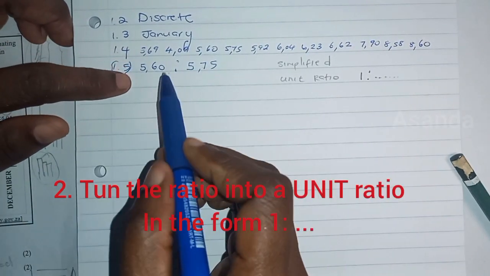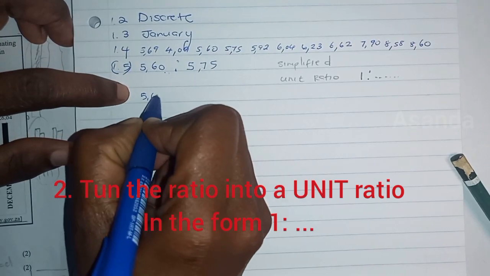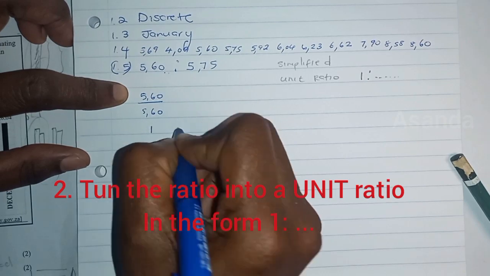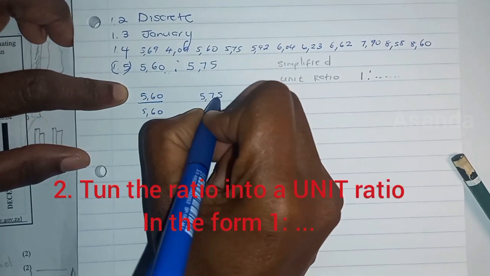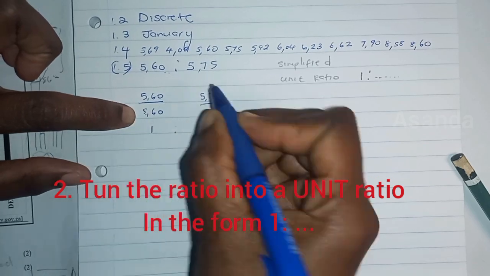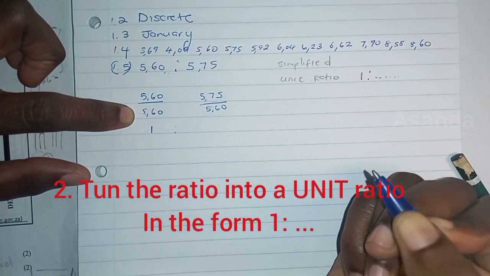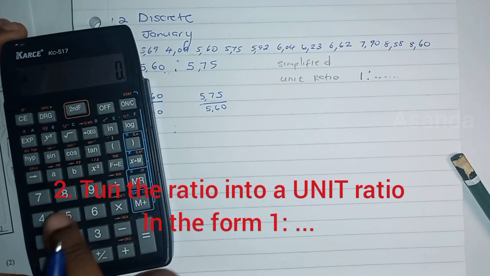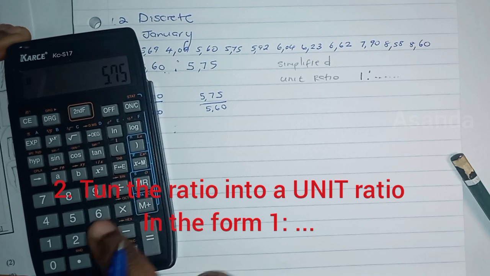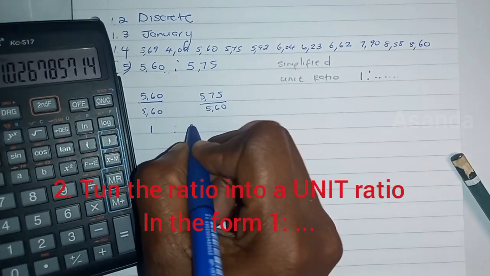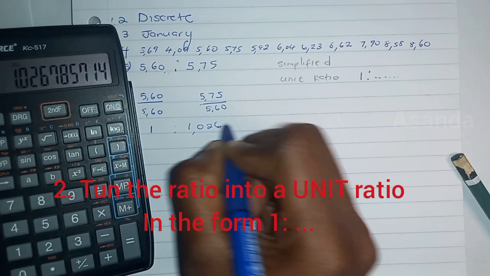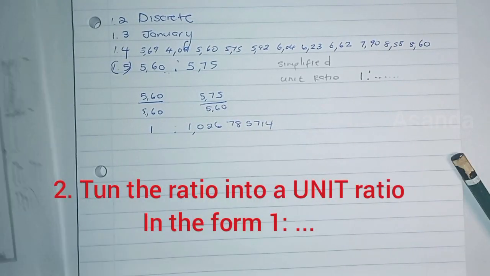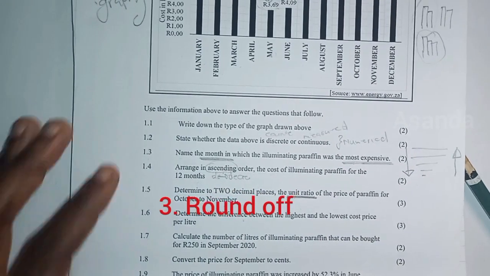So how do we get 1 at the beginning? We say 560 divided by 560, and that gives us 1. And then we say 575 divided by whatever we did on this side. Then we're going to say 560 this side as well. And then we use our calculator because the answer is not going to be 1 anymore. So that's 575 divided by 560, and then we get 1.026785714.